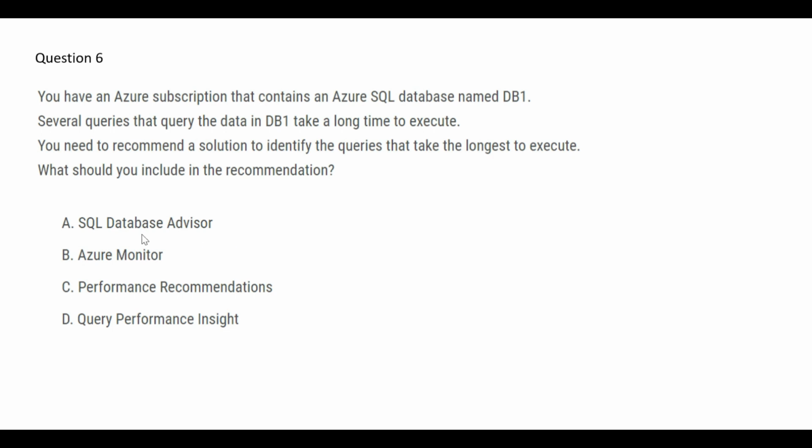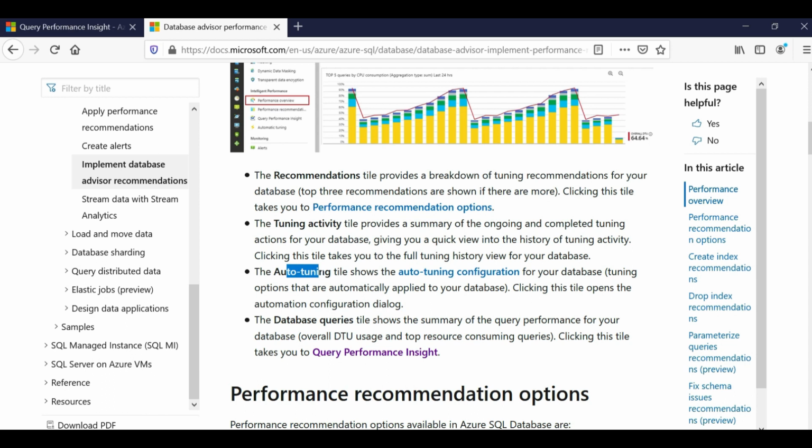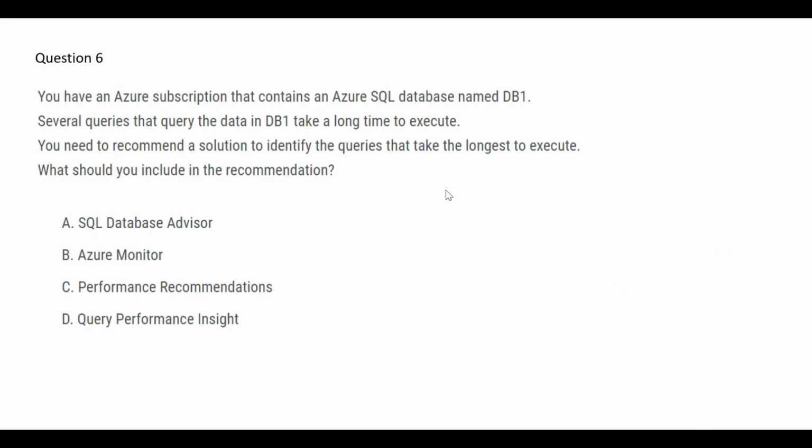SQL database advisor. Now the database advisor gives you performance recommendations, like whether you need to create indexes or drop indexes, parameterized queries recommendations, or fix schema issues, etc. If your auto tuning option is already set, then it will also tune your database for you, but it will not tell you which queries are taking the longest to execute, etc.